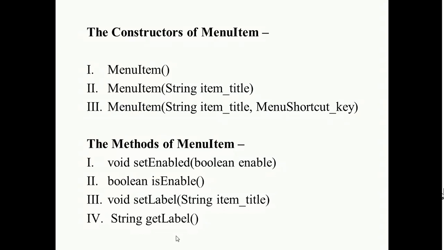The next method is String getLabel. The getLabel method returns the current title of the MenuItem object. Means getLabel simply returns the current title of the MenuItem object. These four are the methods of the MenuItem, and these three are the constructors of the MenuItem. The MenuItem is selected by the user to perform a certain task.